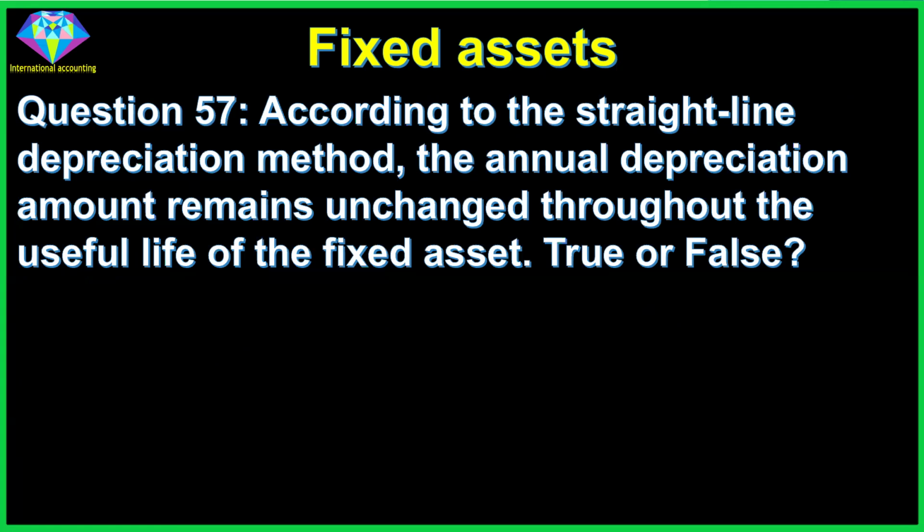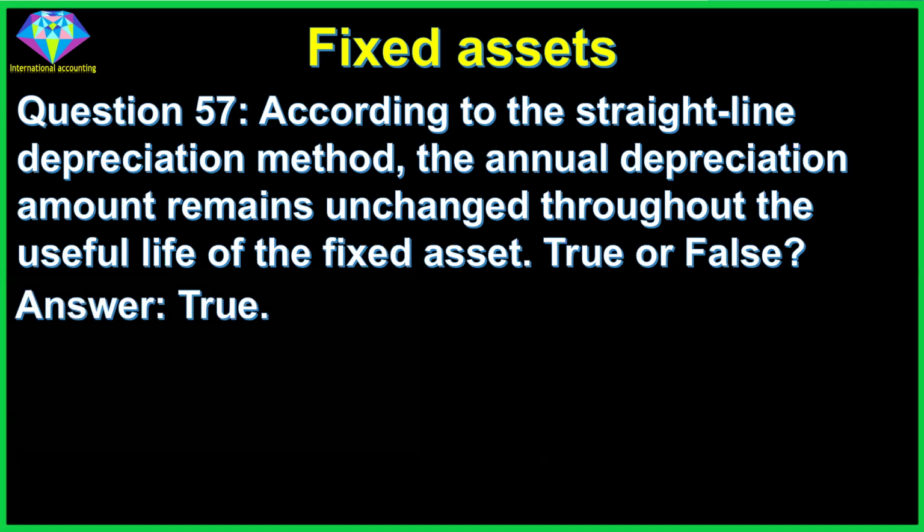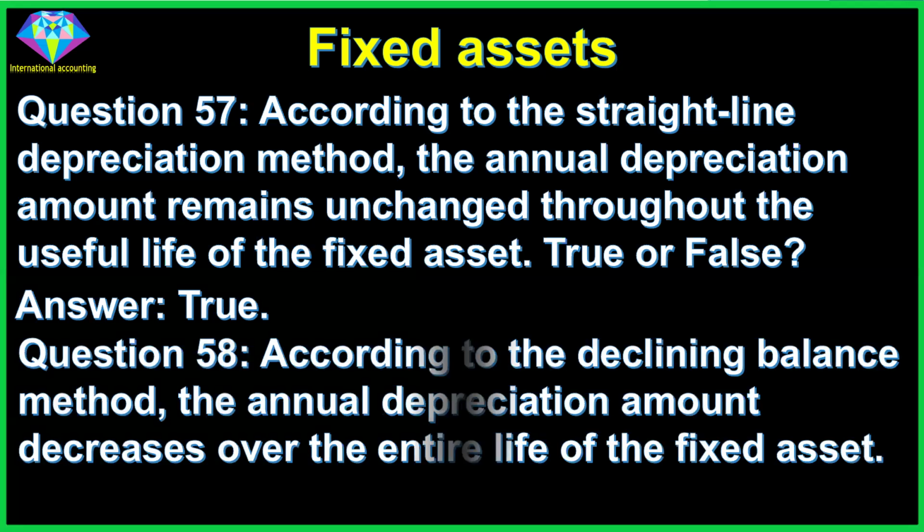Question 57. According to the straight-line depreciation method, the annual depreciation amount remains unchanged throughout the useful life of the fixed asset. True or false? Answer: true. Question 58. According to the declining balance method, the annual depreciation amount decreases over the entire life of the fixed asset. Answer: true.